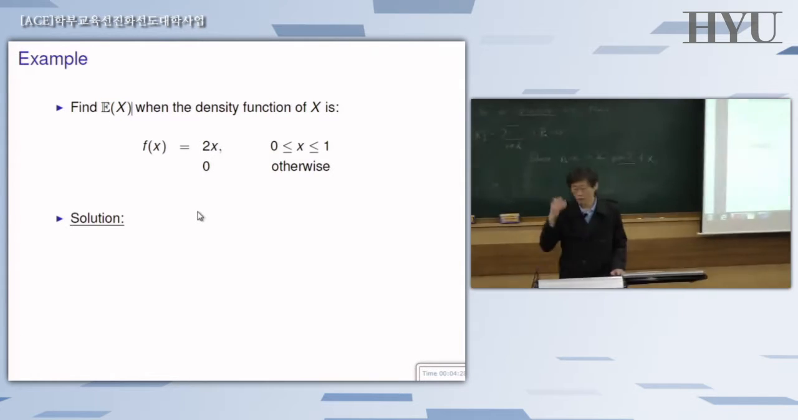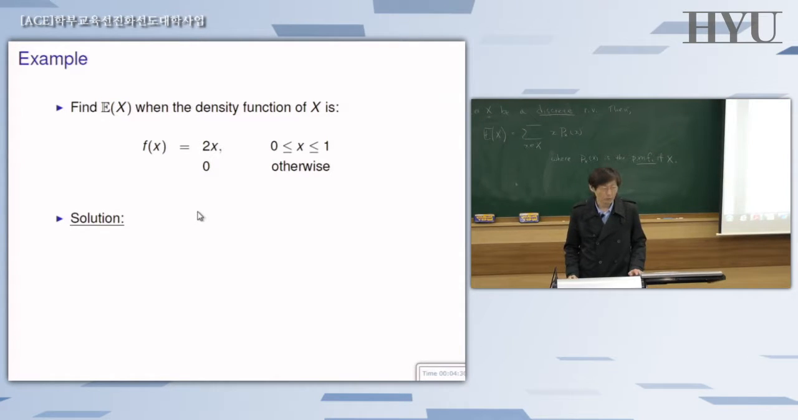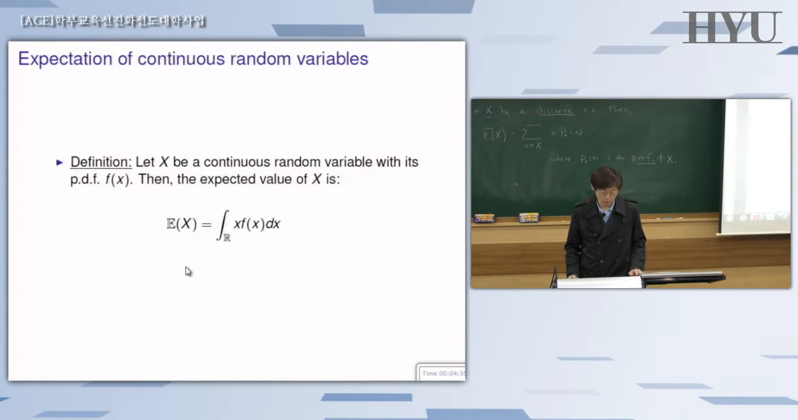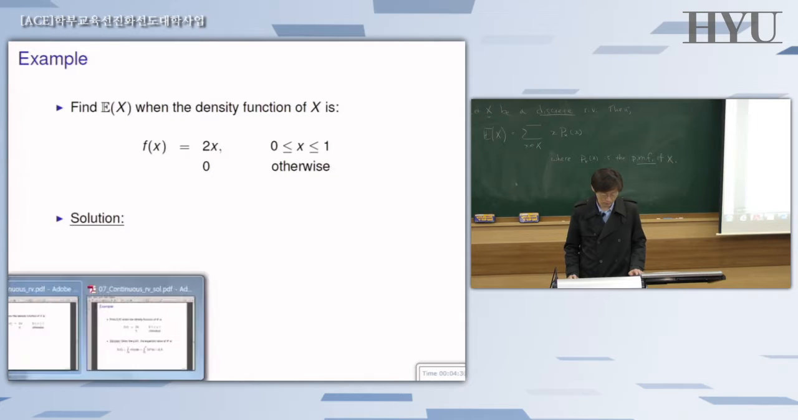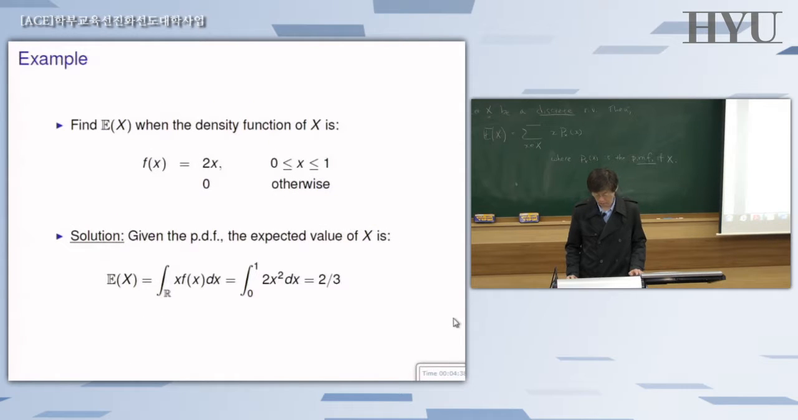Do it now. How did you get it? So simple. Use the definition which was given here, and if you do it, you get this. Since the PDF is given, you just need to recall this definition of expected value and then compute it. And that's all you need to do.